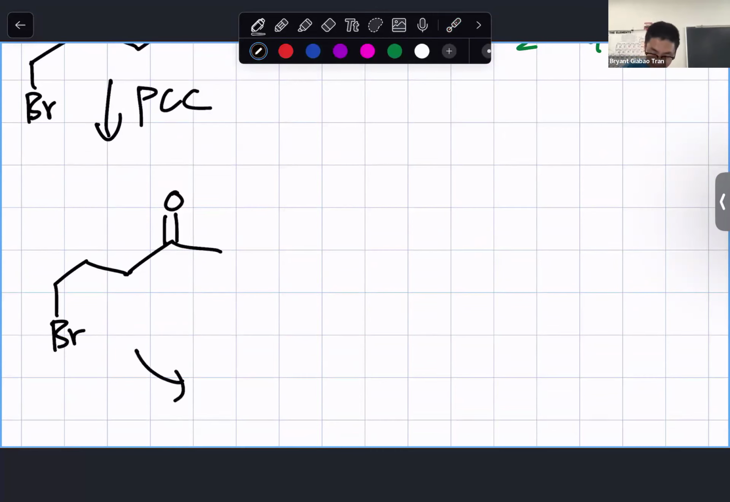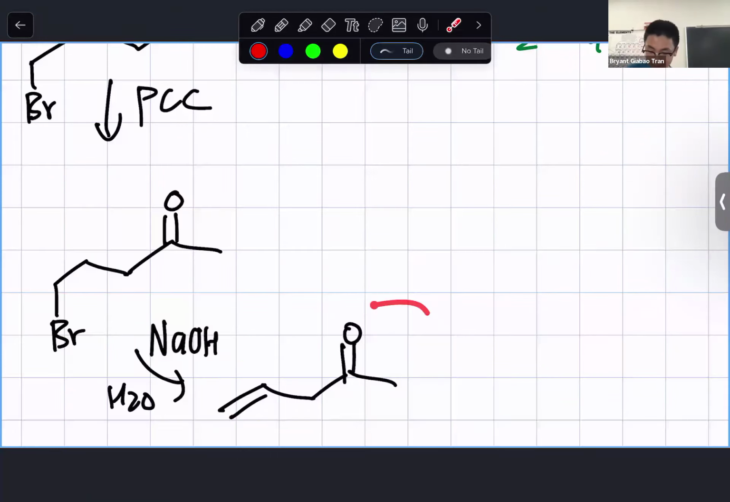Elimination. Yeah, elimination. Any strong base, let's say hydroxide in water. Elimination, E2. Create that double bond right here. But this is not an enone. It's not an alpha, beta unsaturated carbonyl. It is too far away. It is a beta, gamma unsaturated carbonyl.